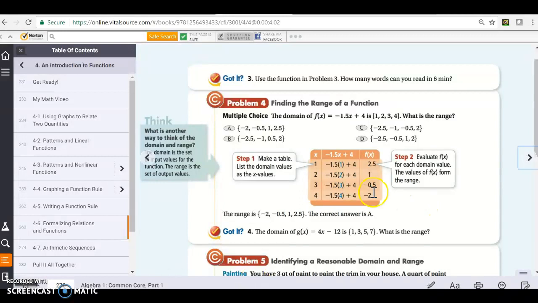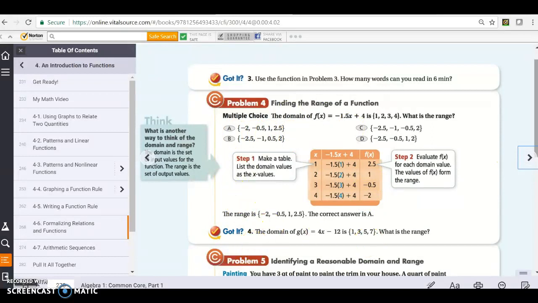So they've made a chart here. Here's my x values, 1, 2, 3, and 4. Those are the domains. And they plug them in, and every time we get something, we get our output or our range. So when we plug in 1, we get 2.5. When we plug in 2, we get 1. When we plug in 3, we get negative 0.5. When we plug in 4, we get negative 2. And so our range would be all of the values here, which in numerical order would be negative 2, negative 0.5, 1, and 2.5. So the correct answer will be A.